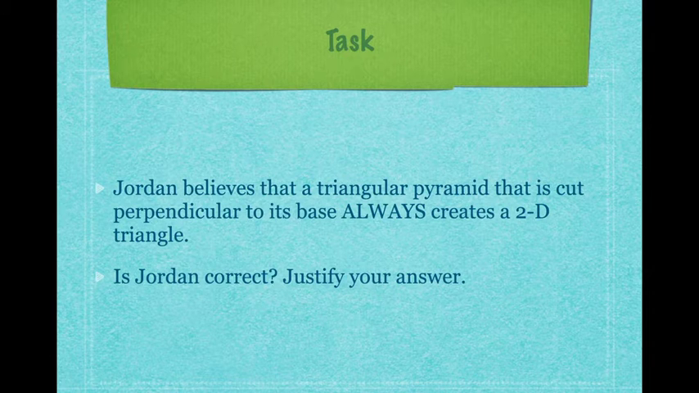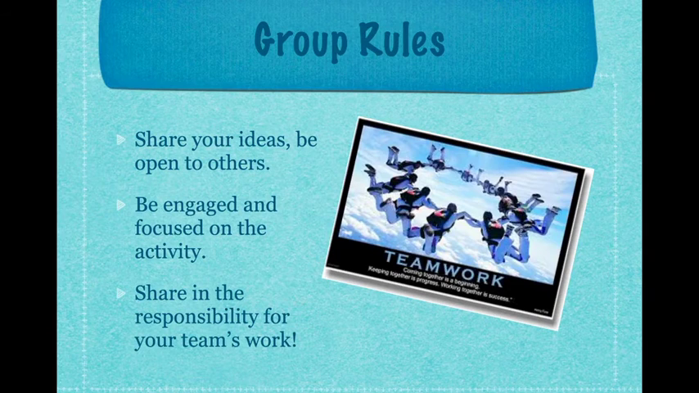It looks like it says, Jordan believes that a triangular pyramid that is cut perpendicular to its base always creates a 2D triangle. And then again, you can see the students are working together to determine whether or not Jordan is correct, and they're having to justify their answer. So again, nice little task before the direct instruction takes place, where kids are having to really work together, figure out the task and the answer, and also justify their answer as well.